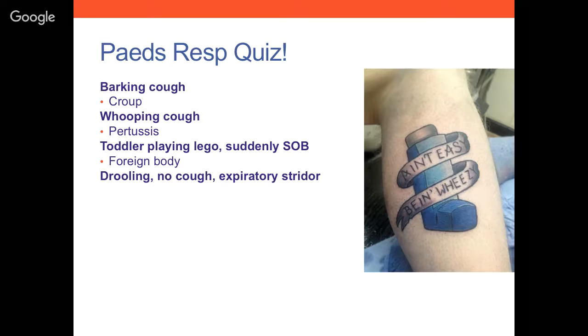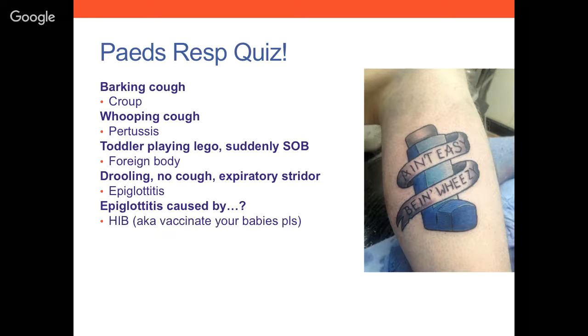Great. Drooling, no cough, respiratory stridor: epiglottitis. And what do you do? Don't touch them, call someone way more senior than you. Epiglottitis is generally caused by? Yeah, and so as a result, which population is getting it? Yeah, absolutely.